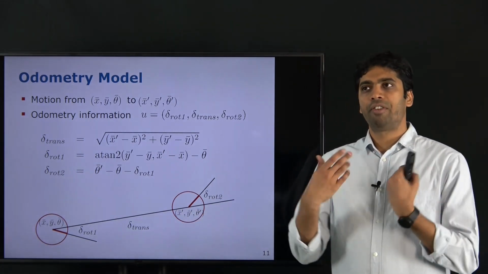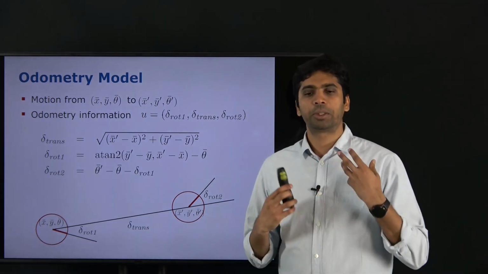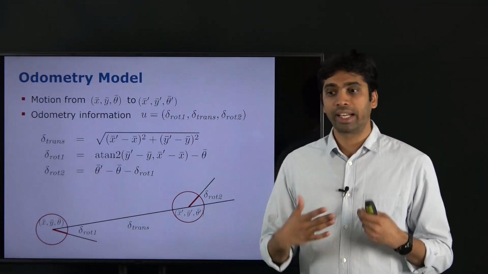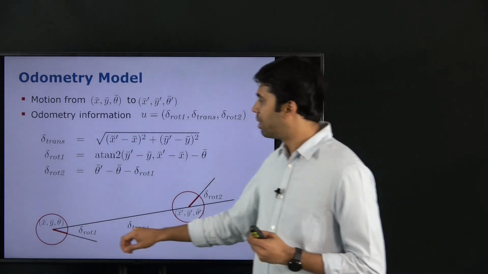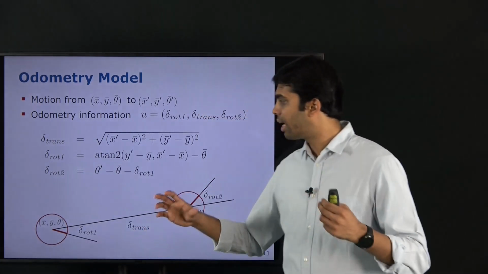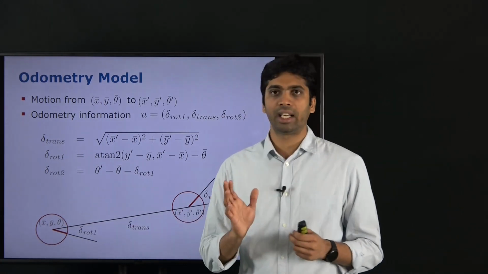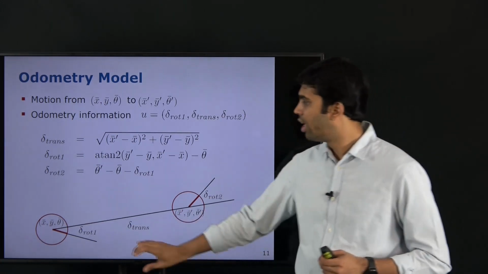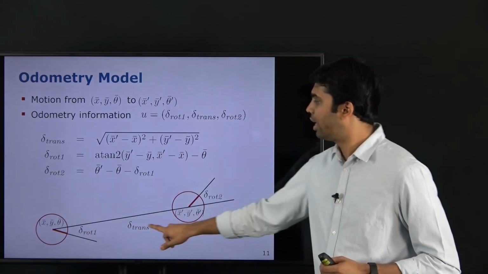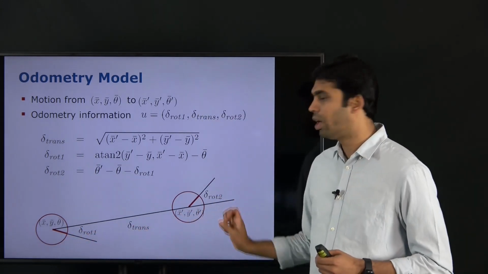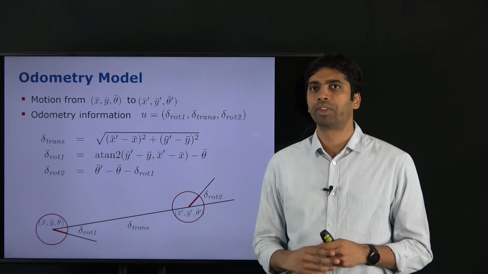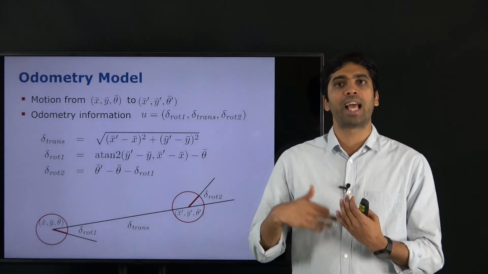And the way we would now express the odometry command, so to say, is by these three motions. We say that the motion between any 2 points can be explained as a delta rotation 1. So you rotate first, then you translate by delta translation, and then you do a rotation by delta rotation 2. So this is just an abstraction over the actual movement.